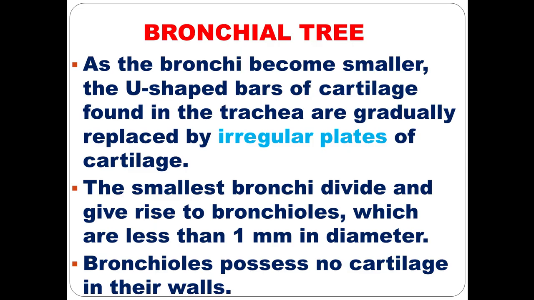Now, a feature of the bronchial tree is the presence of cartilage. Cartilage is initially present in the shape of U-shaped bars, and gradually they are replaced by irregular plates. It means the cartilage decreases, and finally the smallest bronchi divide and give rise to bronchioles. The bronchioles do not have cartilage in their walls.